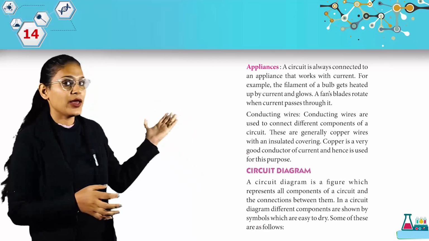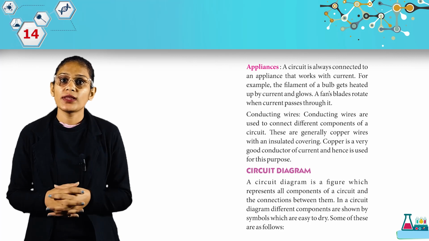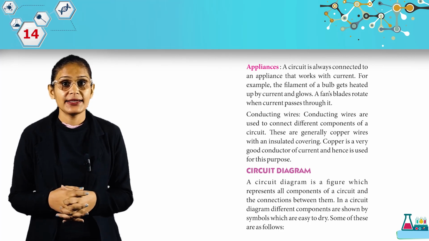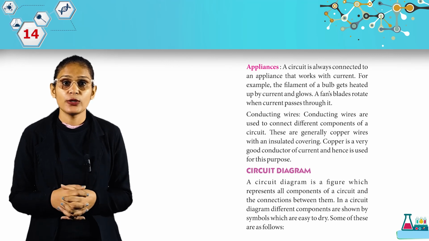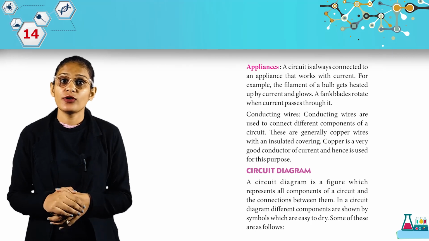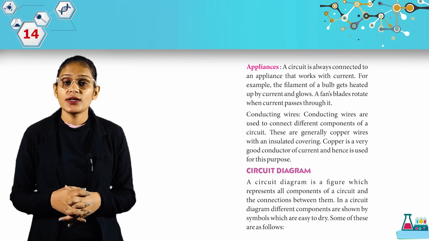Now we have appliances. A circuit is always connected to an appliance that works with current. For example, the filament of a bulb gets heated up by current and glows. A fan's blades rotate when current passes through it. Then we have conducting wires. Conducting wires are used to connect different components of a circuit. These are generally copper wires with an insulated covering.